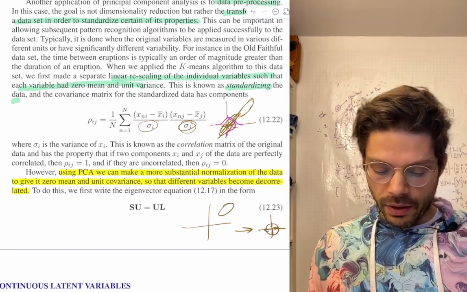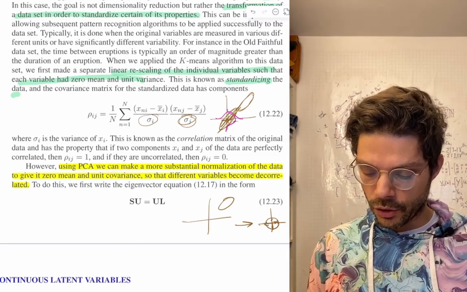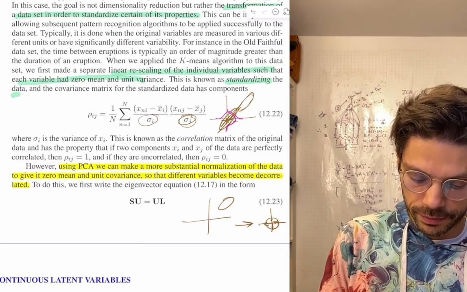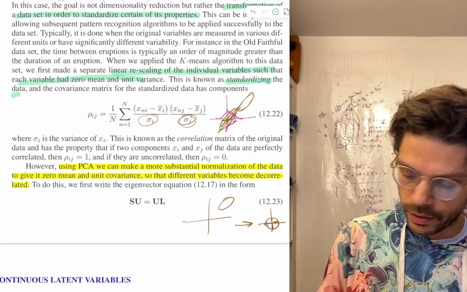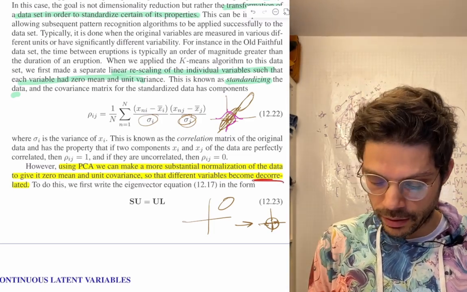Okay, so that's kind of what we're talking about here. So using PCA, we can make a more substantial normalization. Let's highlight this because this is important. I'm going to underline it, actually: so that different variables become decorrelated.